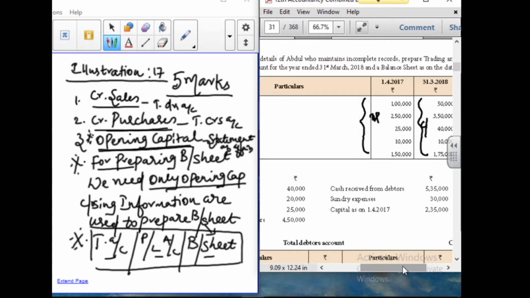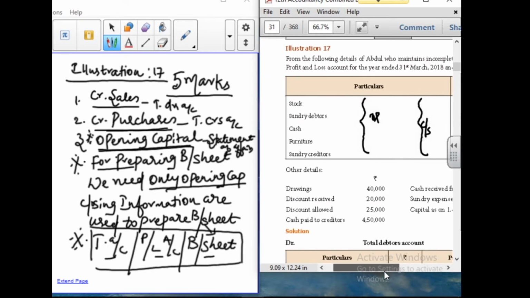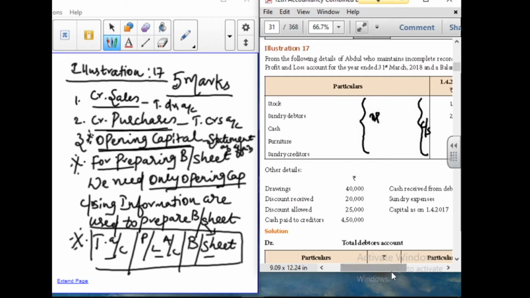And this is the closing information. And the next thing is other details they are given. Drawings can be used in the balance sheet under the liability side.